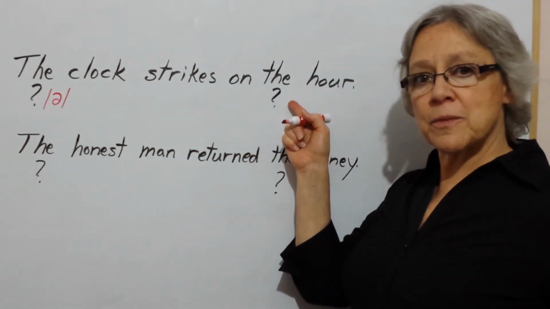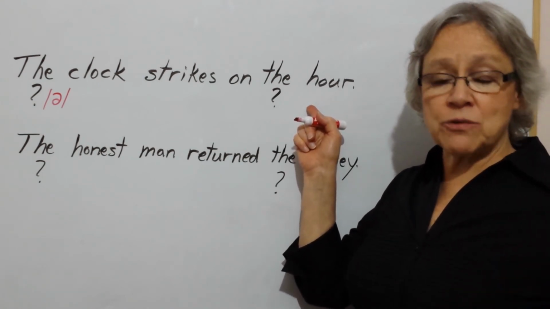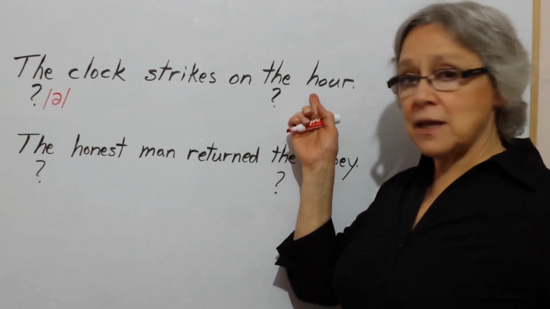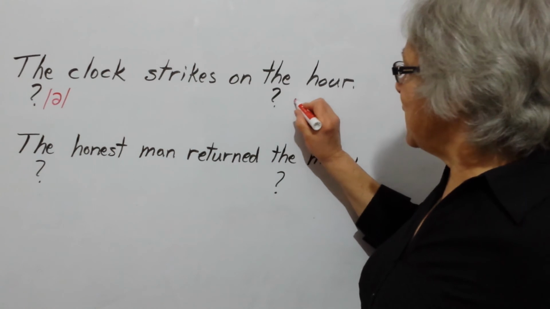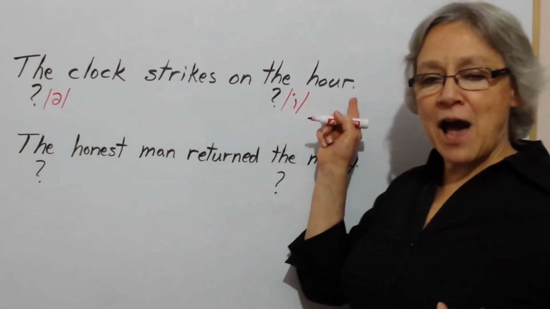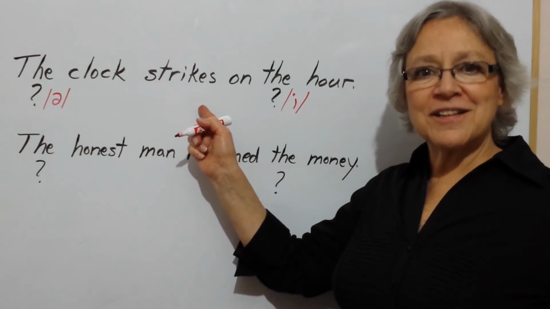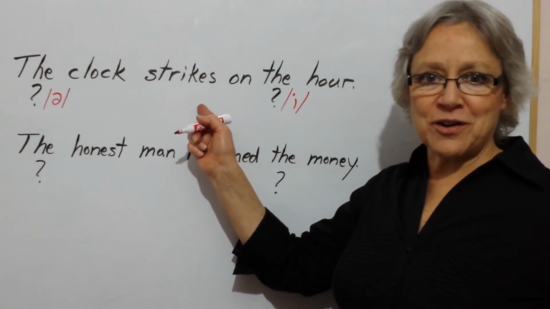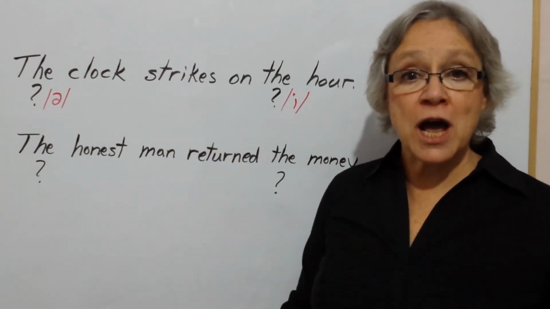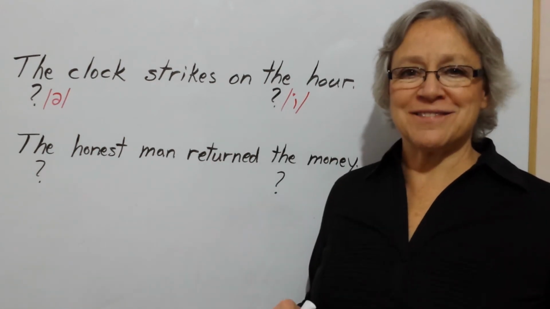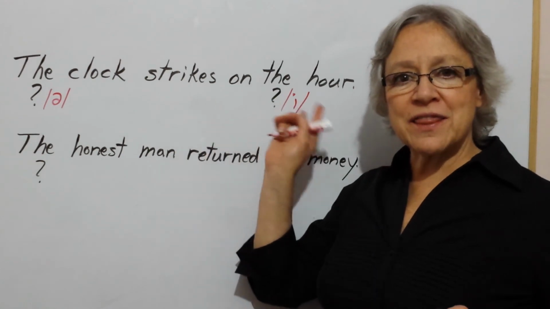What about here? Hour. Does it begin with a consonant sound or a vowel sound? And remember, we're talking about sounds, not letters. Okay, it begins with a vowel sound, so we use E. The hour. All right? The clock strikes on the hour. Okay? And for a clock to strike, it means it chimes. It makes a noise. Like a bell. It chimes. So, the clock strikes on the hour.